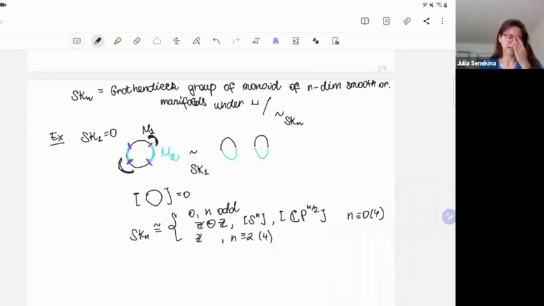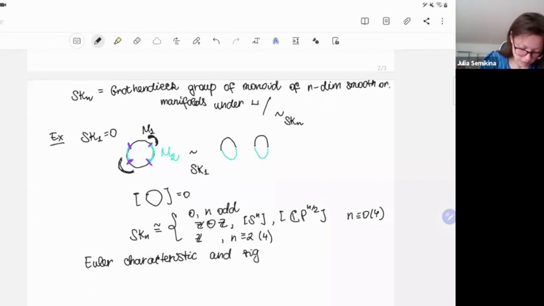And as you might guess from this formula, the only invariants are the Euler characteristic and the signature. So these are the only SKN invariants, and combinations of these two. So yeah.